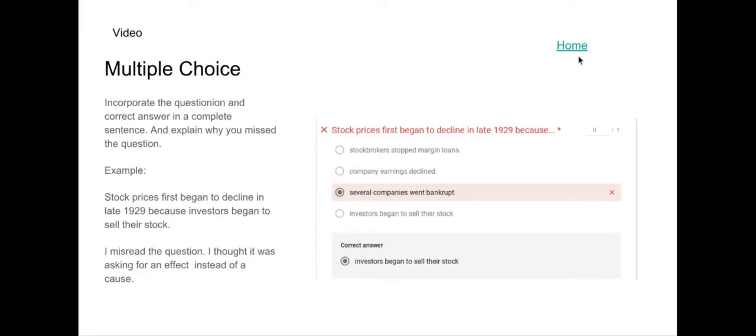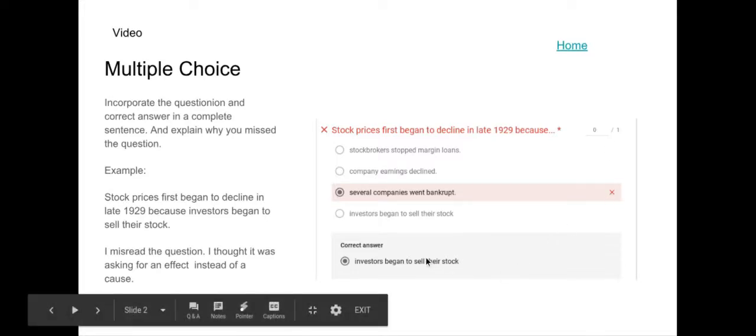This video will go over how to do correctives for multiple choice questions. When you get your test back, you'll see something that looks like this screen capture. When you miss a question, it will be in red. There'll be an X next to it, and also it will tell you how many points the question was worth. It will tell you which one you missed and what the correct answer is.